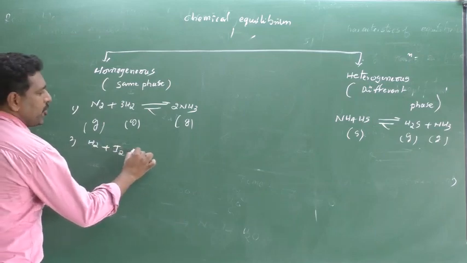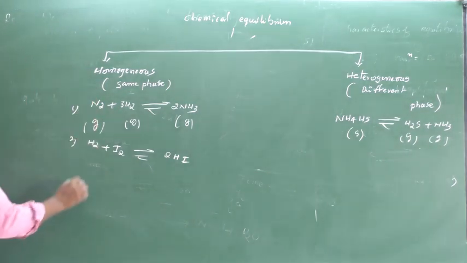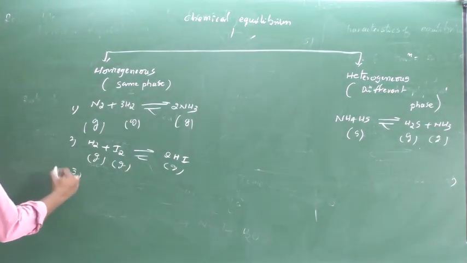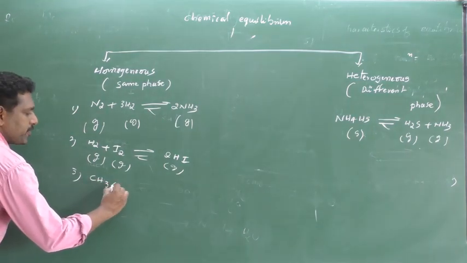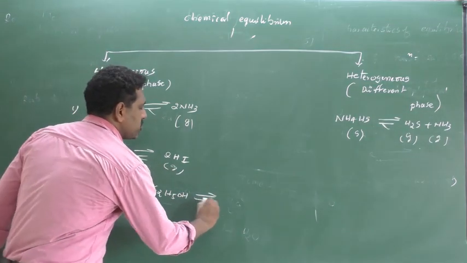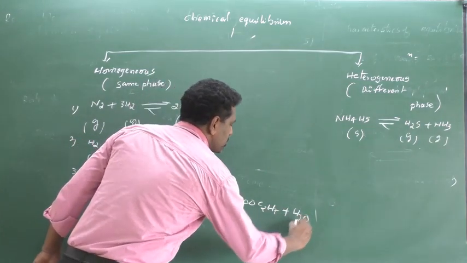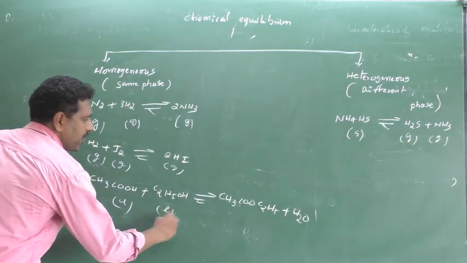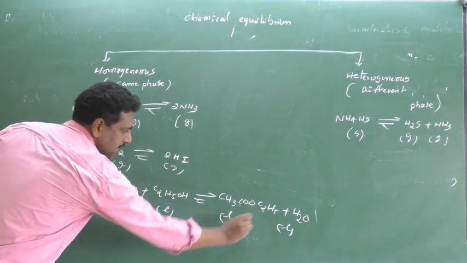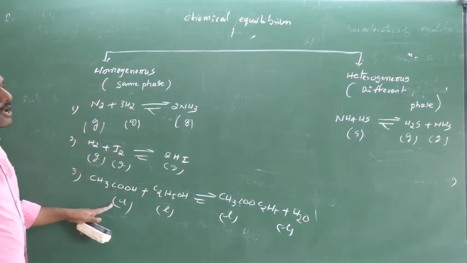One more example: H2 plus I2 gives rise to HI. It is also an example for homogeneous. This is gas, this is gas, this is also gas. Third one, CH3COOH plus C2H5OH gives rise to CH3COOC2H5 plus H2O. This is liquid and it is also liquid. So all are in the same physical state or phase. Therefore, it is an example for homogeneous chemical equilibrium.